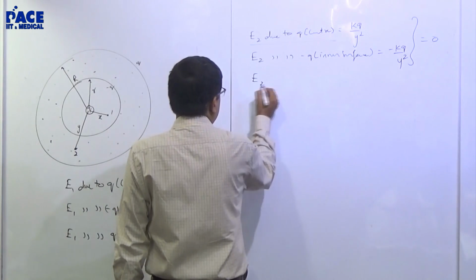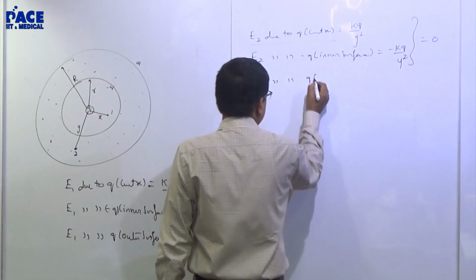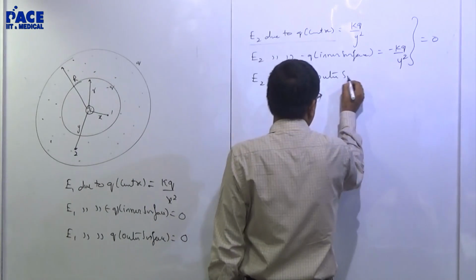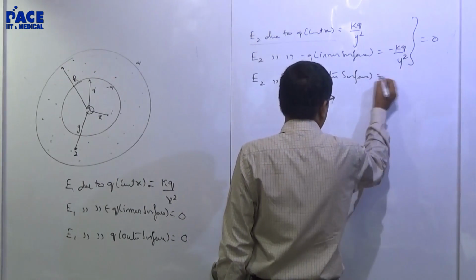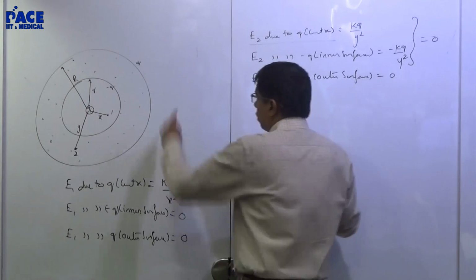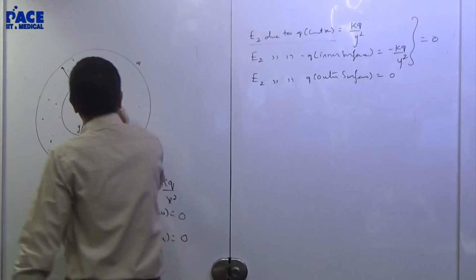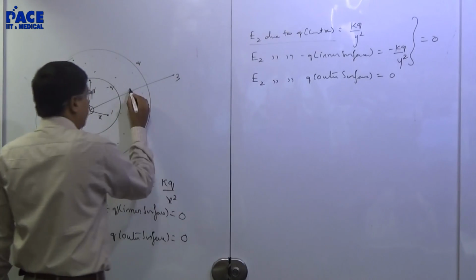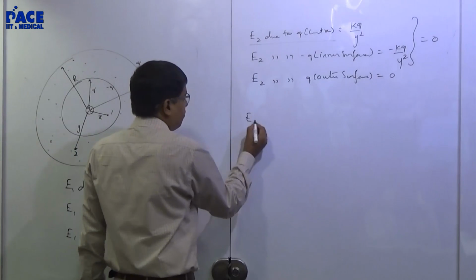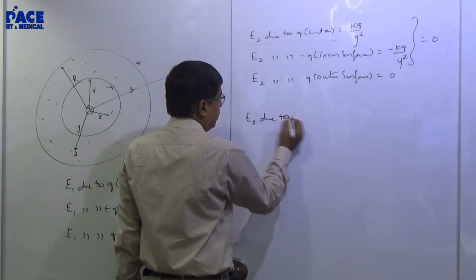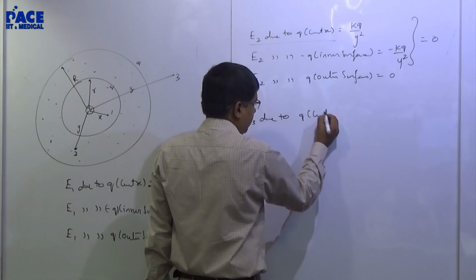Now, field at 2 due to Q on the outer surface. Why will it be 0? Because it is symmetrically distributed. Now they selected one more point 3. This is Z. Field at 3 due to Q at center.